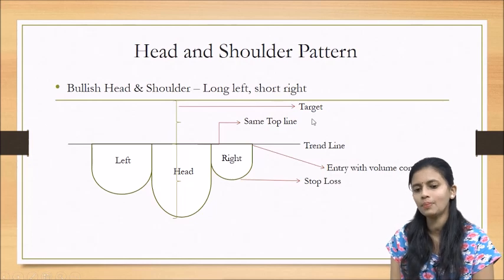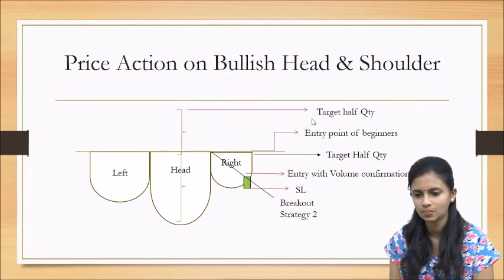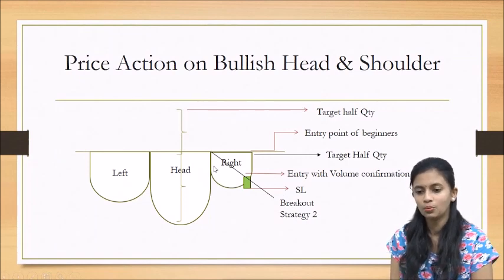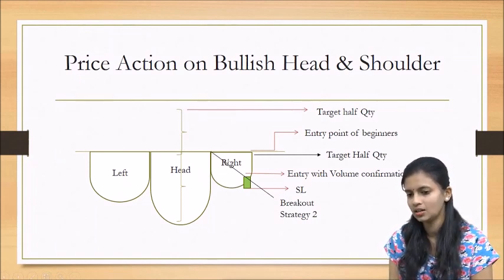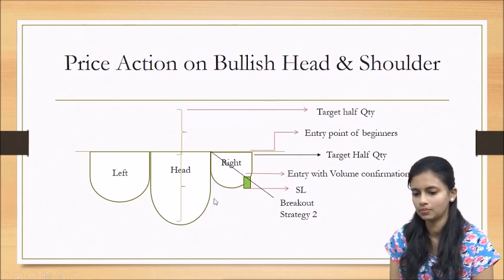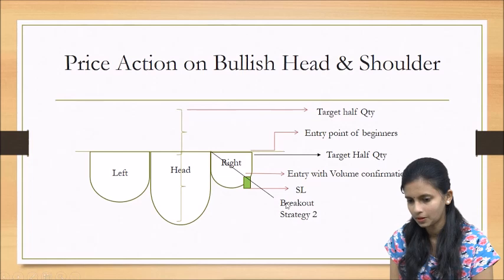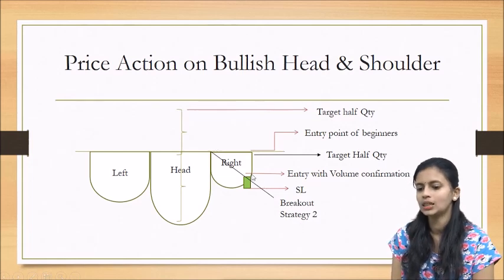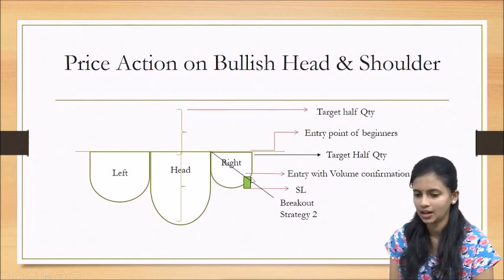Now let's see what happens if we apply price action on this pattern. So when you apply price action on this pattern, what we do is we check the breakout here itself. First, trend confirmation is important. After that, if you get the breakout here, then this candle itself will be your entry candle. Also volume confirmation is very important. What happens now is your entry point will be here, right? Entry with volume confirmation. Stop loss will be just below this candle.